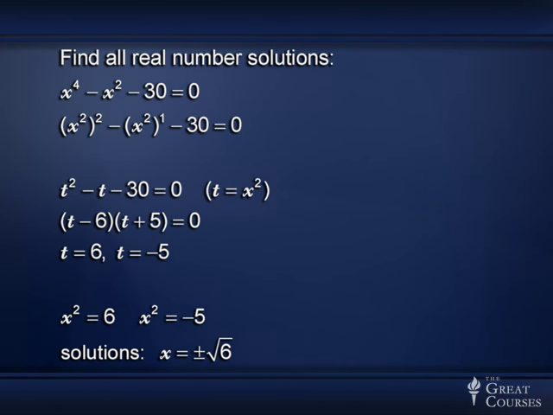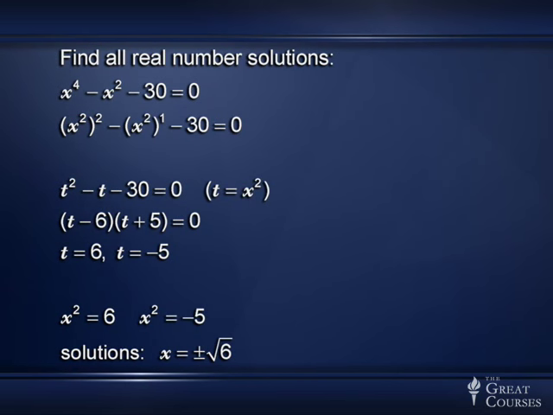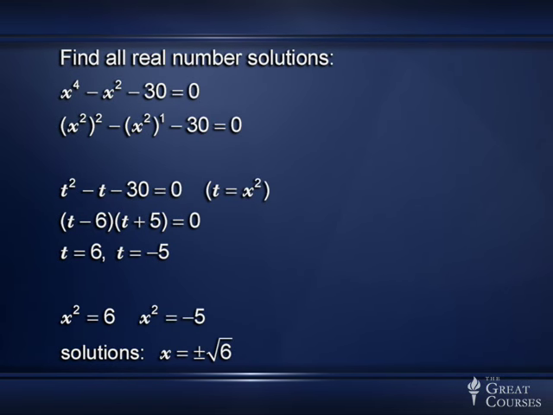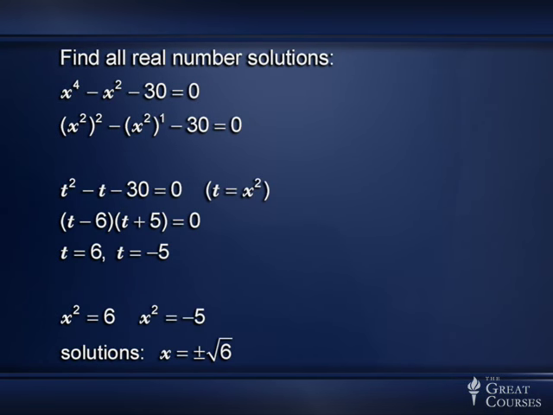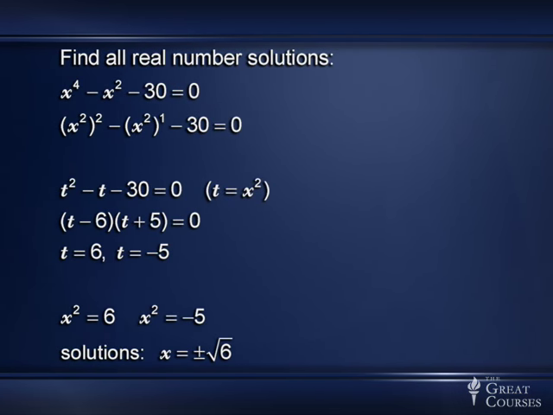What about the other one? x squared equals negative 5? No real solutions there. Never can there be a real number, x, so that when you square it, you get negative 5. And therefore, there really are only two real number solutions. And they're going to be x equals the square root of 6 and x equals the negative square root of 6. Now, with that said, I'd like to close out today's lesson and look ahead to the next lesson.